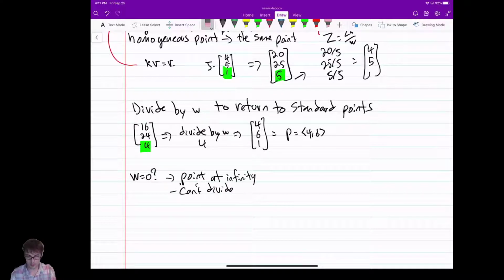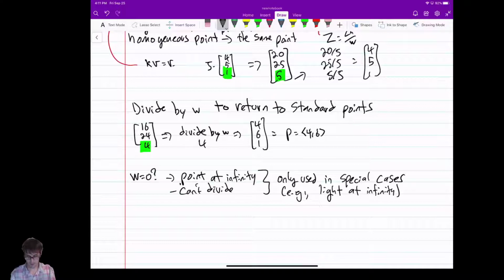Luckily, we don't really use this, okay? This is not a problem for you. It's only used in special cases. For example, lights at infinity. Like the sun. Right? There's no distance. It's at infinity. Okay?